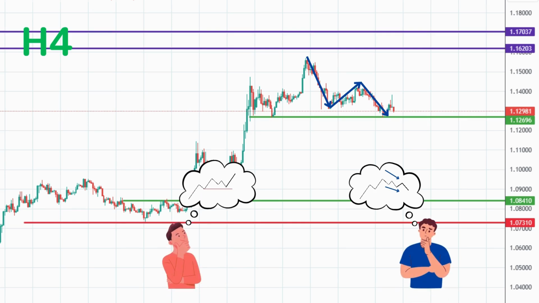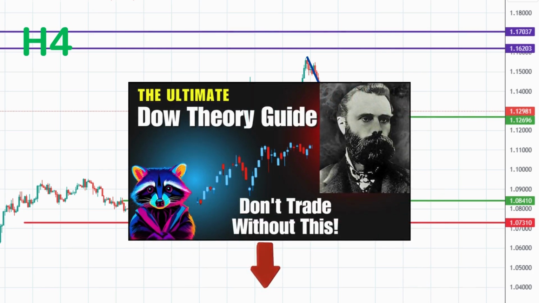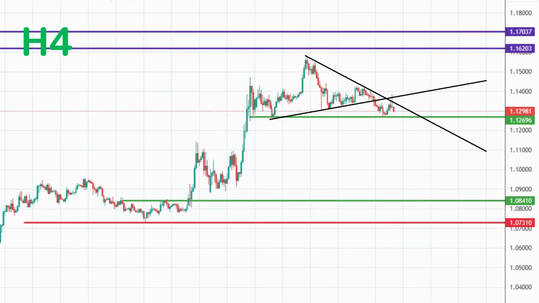In my view, there's no absolute right or wrong. What's important is having a consistent method for judging trend direction, and then combining that with context from higher time frames, key levels, trend lines, and other tools. It's also crucial to stay flexible and analyze the market from both bullish and bearish perspectives. I explain this approach to Dow Theory in more detail in this video, which you can find linked in the description.